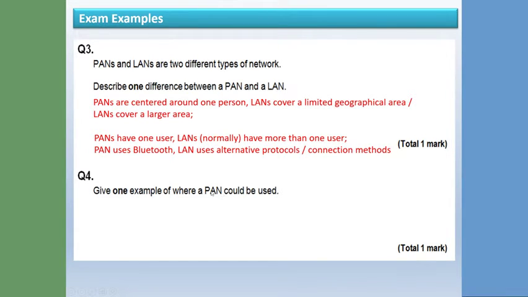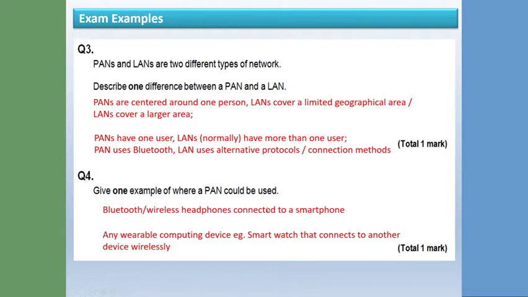Give one example of where a PAN could be used. Bluetooth wireless headphones connected to a smartphone. Any wearable computing device, such as a smartwatch, that connects to another device, such as a smartphone, wirelessly, using Bluetooth.